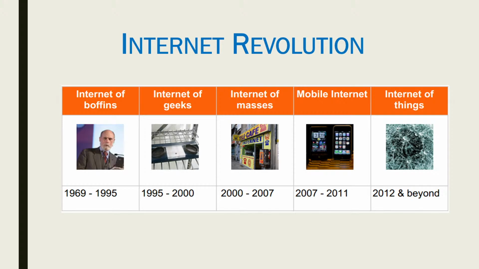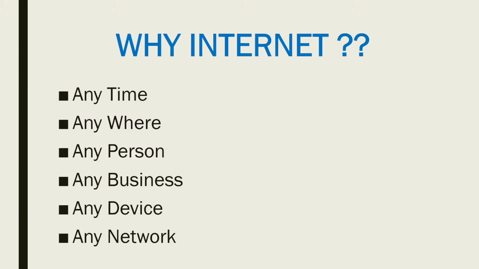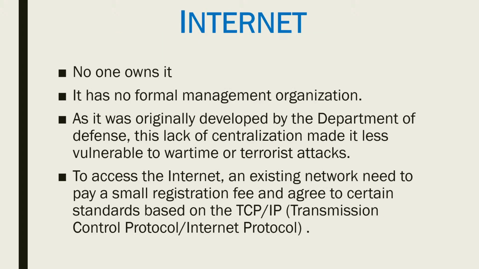That gave rise to the era of Internet of Things, more devices connected. So why do we use internet in the Internet of Things? Obvious things: anytime, anywhere, any person, any business, any device, any network. Anywhere is still not 100% possible, since we won't be able to get internet in many places on Earth. But wherever you are getting the connection, you can do all these things.